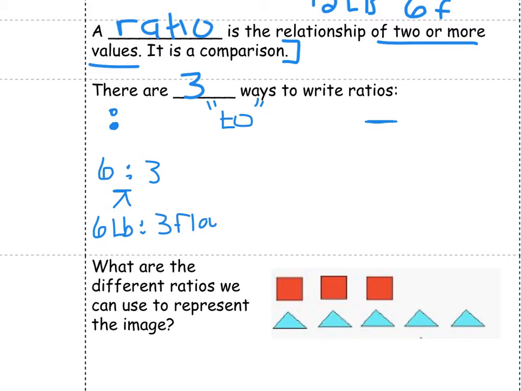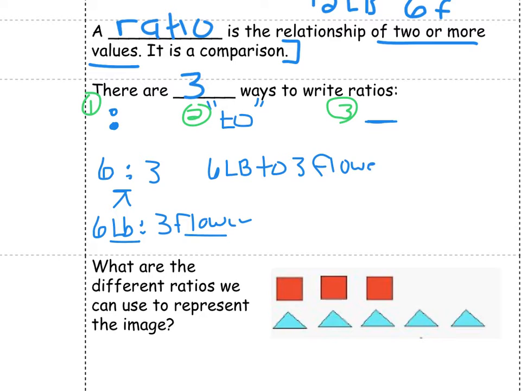And I do want you to use labels. 6 ladybugs to 3 flowers. Or we can use the word to. So here is one way, a second way, and a third way. So we can say 6 ladybugs to 3 flowers. Or we can use it as a fraction. So we can write 6 ladybugs for 3 flowers, like that.